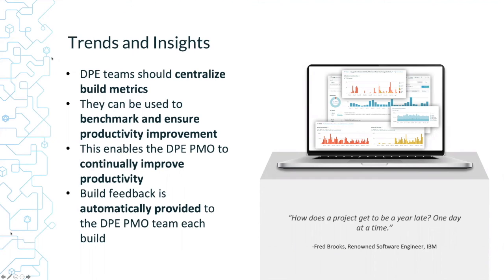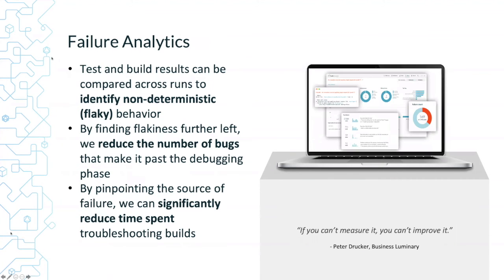So I like this little quote by Fred Brooks from IBM. How does a project get to be a year late? One day at a time, right? Nobody's paying attention to these little regressions. And then all of a sudden you've built up to a year-late project.